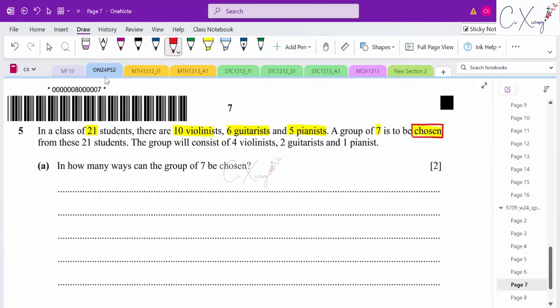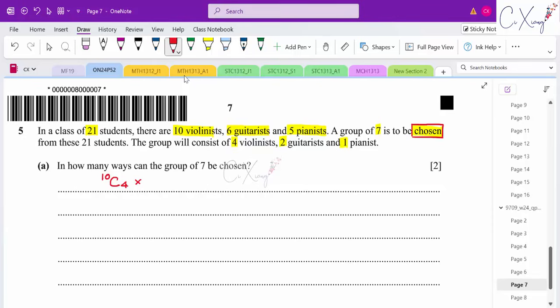From these 21 students, the group consists of 4 violinists, 2 guitarists, and also 1 pianist. So how many ways can the group of 7 be chosen? They already tell you very clearly that you have 4 violinists, 2 guitarists, and also 1 pianist in the group. So you just select them. For the 4 violinists, you have to select from the 10. So 10C4.